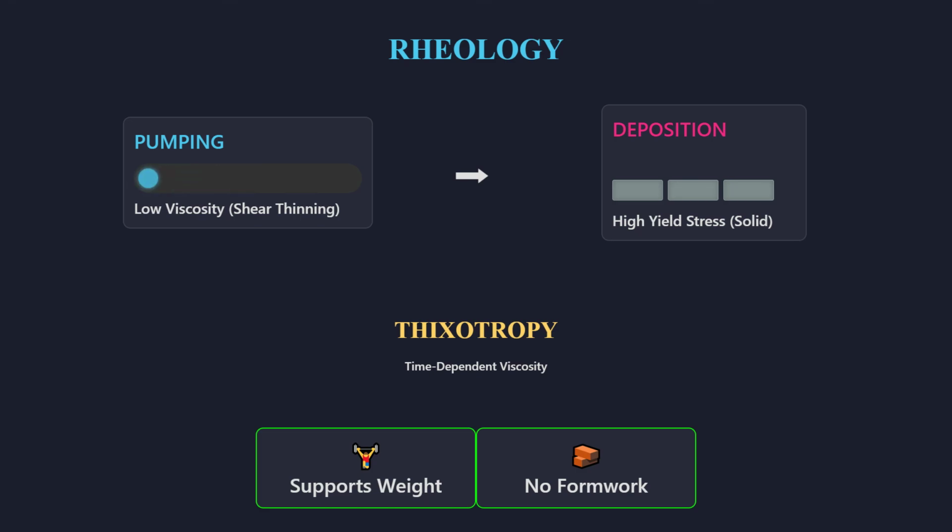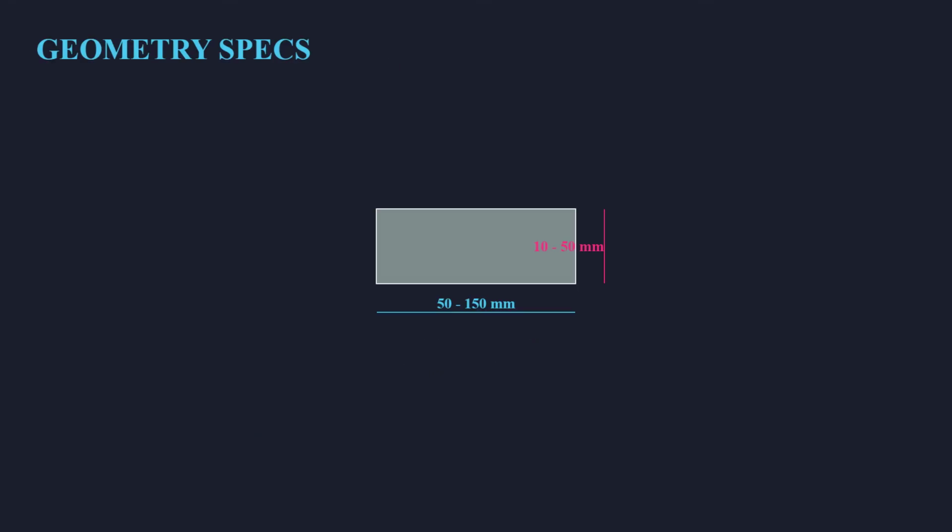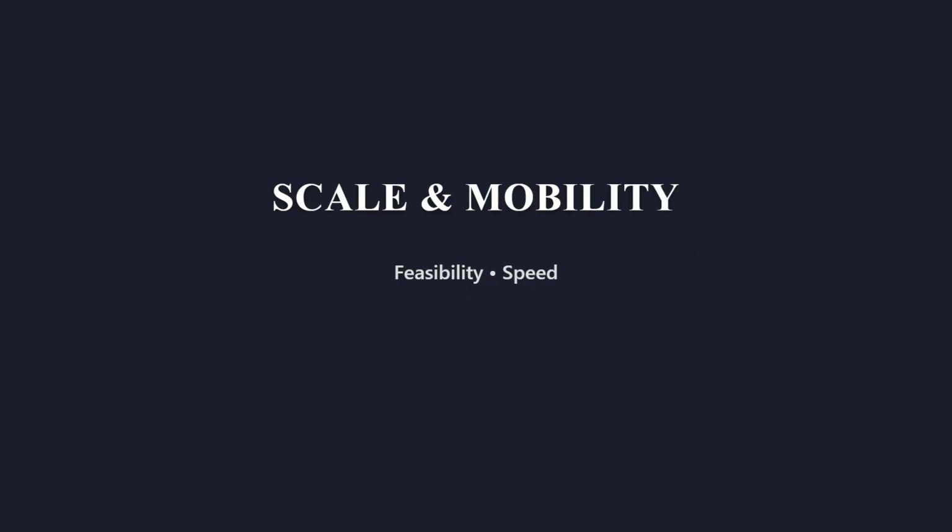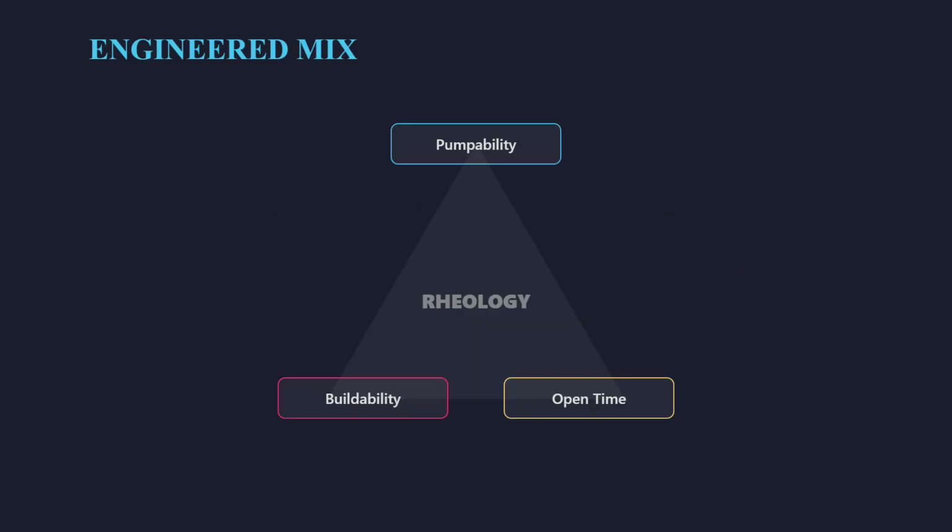C3DP eliminates the need for conventional formwork, significantly reducing material waste and labor time associated with casting concrete. Typical layer heights range from 10 to 50 millimeters, with extrusion widths between 50 and 150 millimeters, precisely defining the wall geometry. The material must transition from a viscous fluid to a self-supporting solid in seconds. C3DP systems are categorized by their operational scale and mobility, directly impacting project feasibility and construction speed.